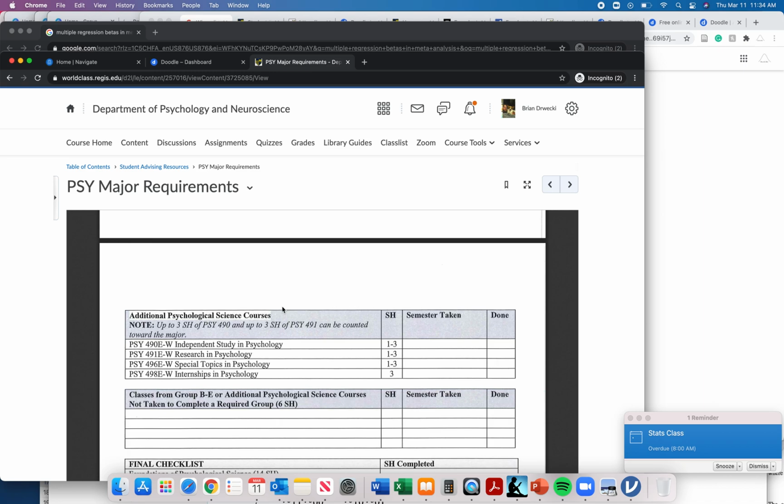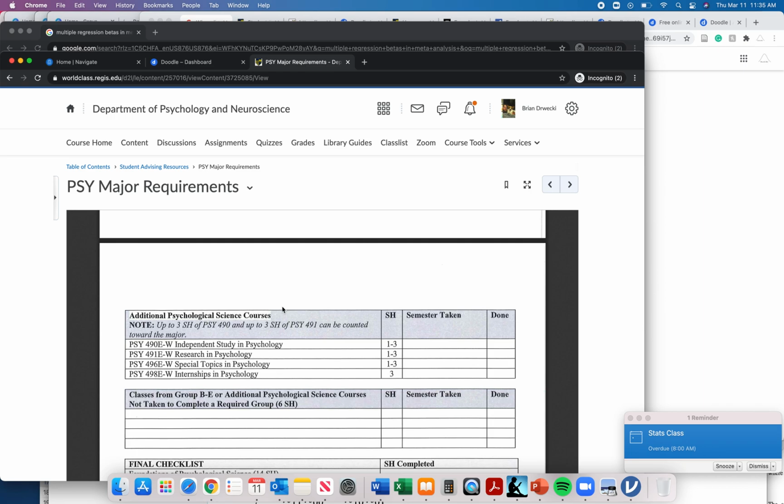Some new fields that are emerging, user experience research, designing interfaces for things like Netflix. That's a thing that you can work in. Now, to get that job, you're going to need some pretty good internships. And so I would be looking for more than one internship.